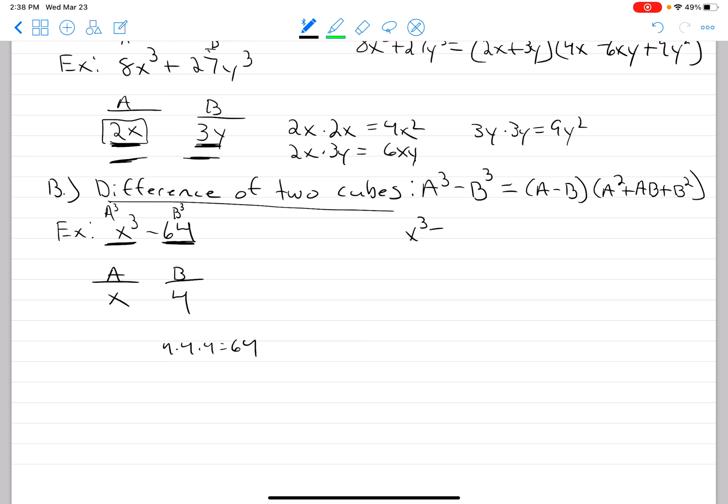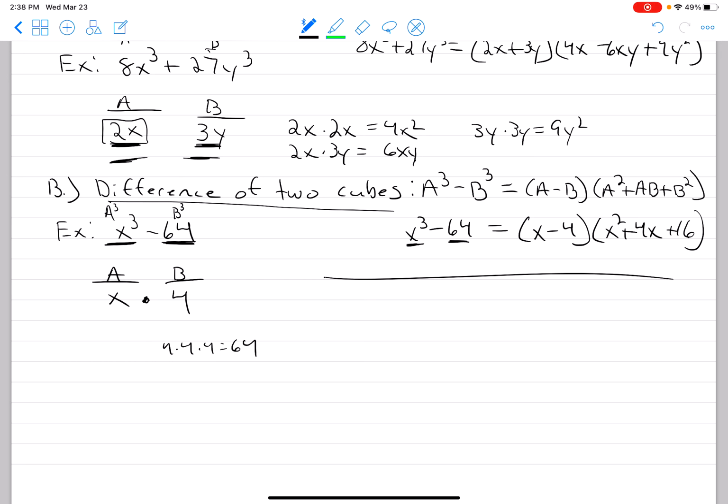So x cubed minus 64 equals, right? Perfect cube minus a perfect cube equals A minus B. So it's going to be x minus 4. A squared, x squared. AB is A times B. Well, x times 4 is 4x. And B squared, 4 times 4 is 16. Boom, there it is.